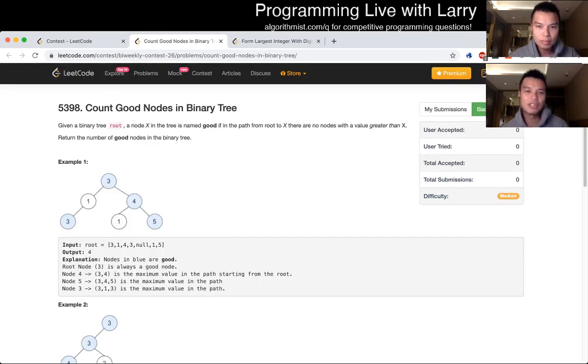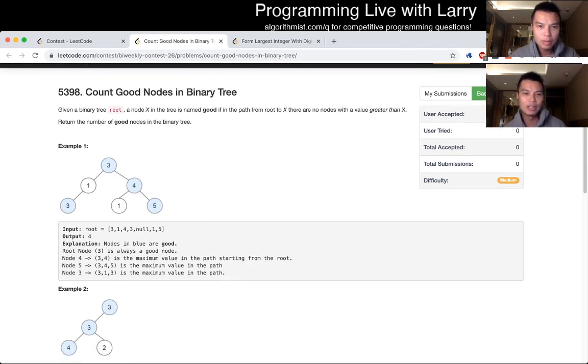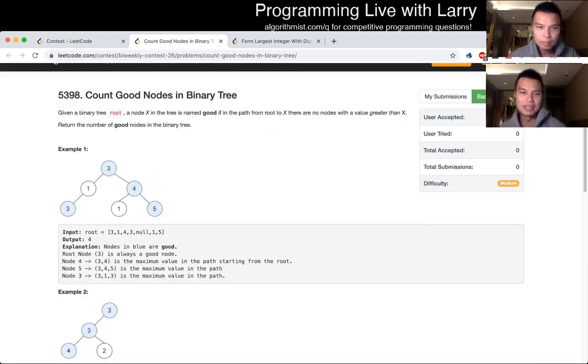Q3, count good nodes in binary tree. So this one, given a node, it's only good if there are no nodes. I think I took a little bit of time reading this one in this contest. So there's a little bit of just reading. At this point, I was still reading. I think I was confused what X is.